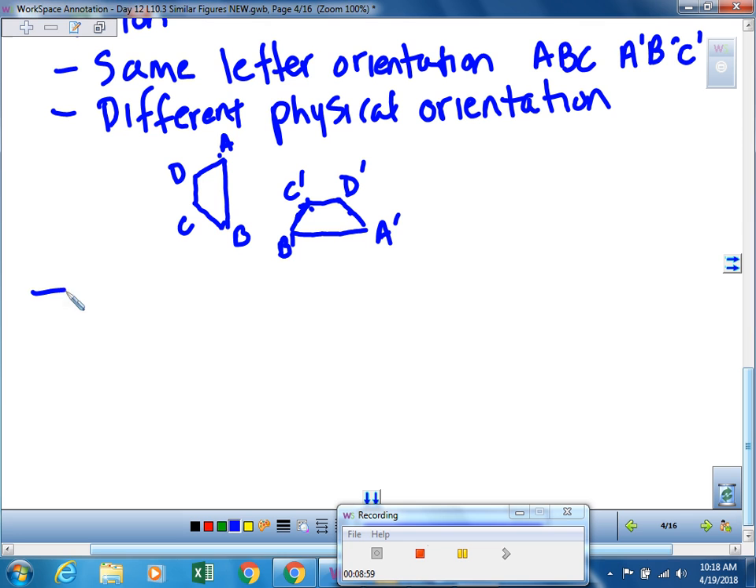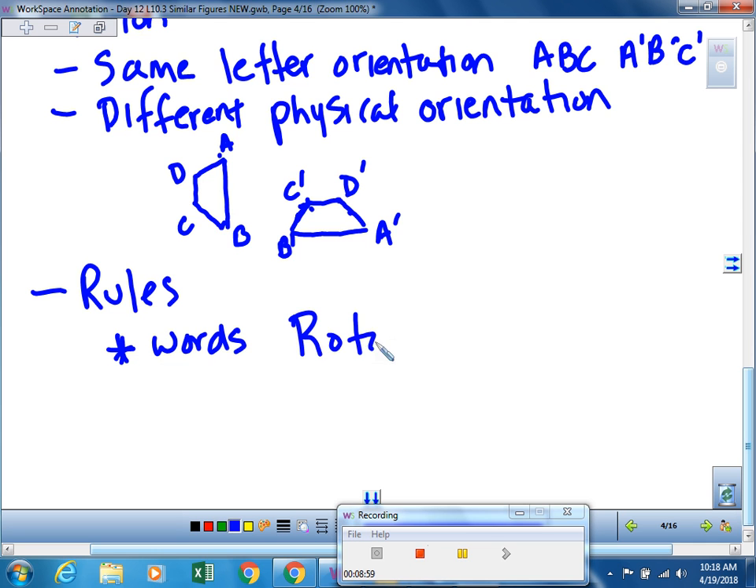Okay, the rules. Okay, the words. We have to say rotation. And then say this is 90 degrees. You have to tell me the direction, clockwise or counter. And unless you're saying 180, and then you have to tell me about the origin.